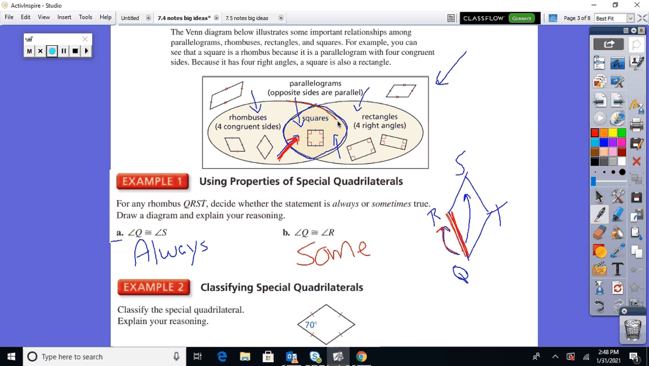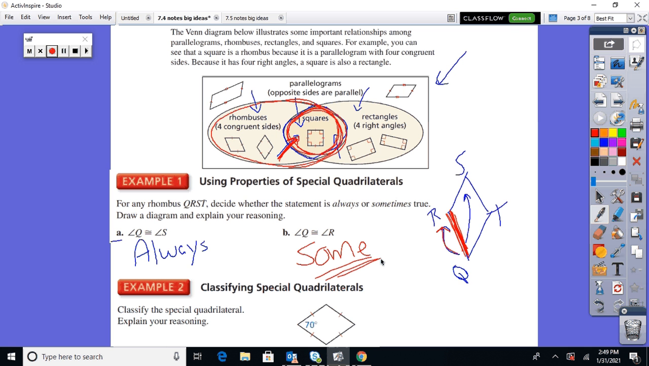You think about the rhombus oval in the Venn diagram. Some of those rhombuses are squares, because all you need to do to be a rhombus is have four congruent sides. So squares have that, and then they have more than that. So to ask, hey, are the side-by-side angles congruent? Well, only if it's a square, which in some cases, rhombuses are sometimes squares.